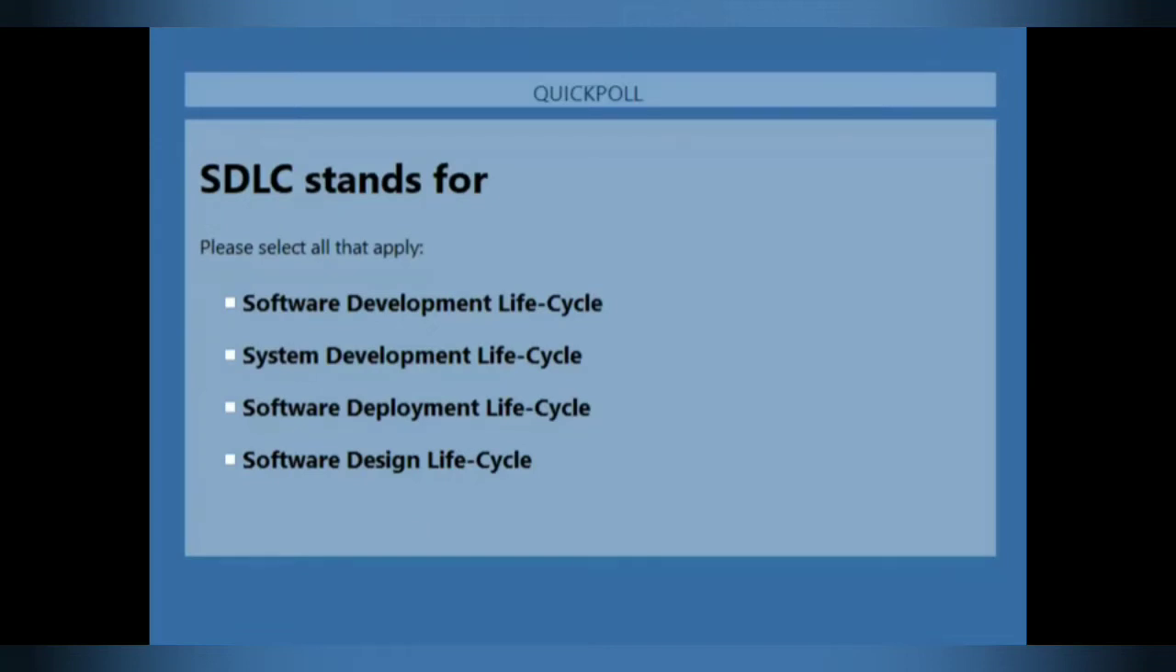So 30 seconds, okay? You have 30 seconds to answer. More than one answer is correct. Okay. So only 67% voted. I'm expecting 90% to vote. Okay, I'm expecting 90%.